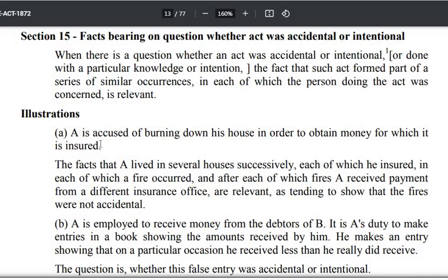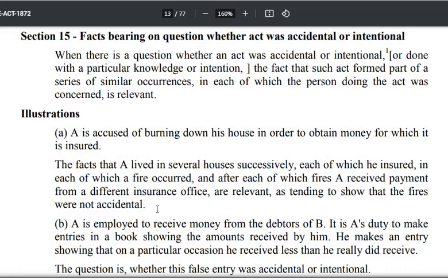First one. A is accused of burning down his house in order to obtain money for which it is insured. The facts that A lived in several houses successively, each of which he insured, in each of which a fire occurred, and after each of which fires he received payment from a different insurance office, are relevant as tending to show that the fires were not accidental.